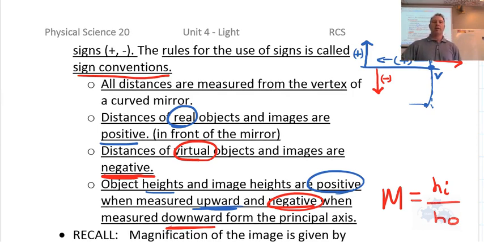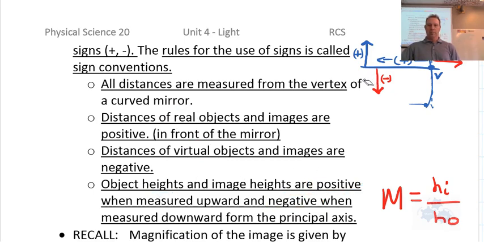There is something called sign convention, and I will just erase some of this stuff so I can go over this with you. So let's go over the rules for the sign convention. All distances are measured from the vertex of the curved mirror. So that's this V point right here, where the principal axis contacts the mirror. All distances are measured from here and then out to either the object or the image. Distances of real objects, okay, so now you want to remember what real objects are. Real objects would be objects that are in front of the mirror or that can be projected onto a screen, so images that form in front. Distances of real objects would be positive.